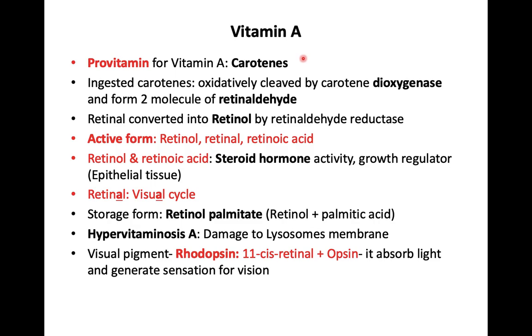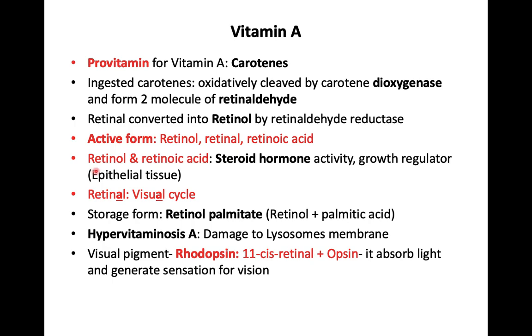So the provitamin form of vitamin A is known as carotene, which is present mostly in the plant foods. The carotenes received from the plant foods will be converted to retinal by the enzyme dioxygenase. Further on, this retinal can be converted to retinol by the enzyme reductase. So retinol, retinal and retinoic acid, all three are known as the active form of vitamin A.